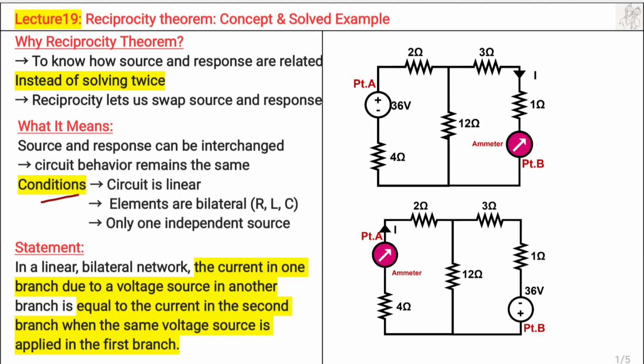First, the circuit should be linear and bilateral. That means that it should follow the Ohm's law, that is V directly proportional to I, and bilateral means that if the flow of current is changed, then it will not change the voltage current relationship. And finally, there should be only one independent source.